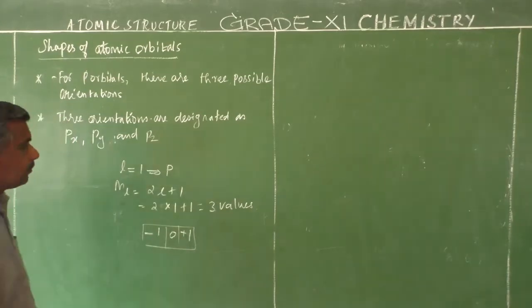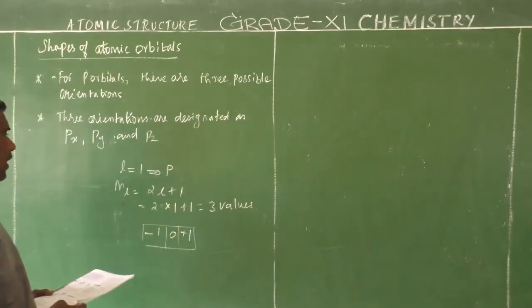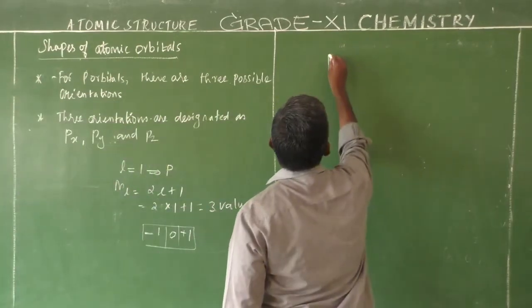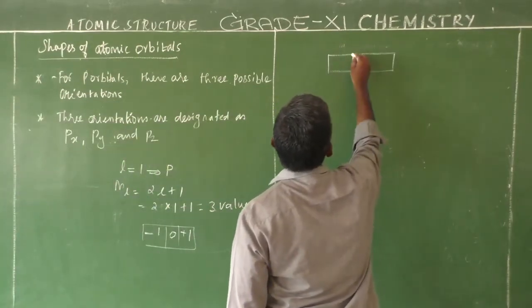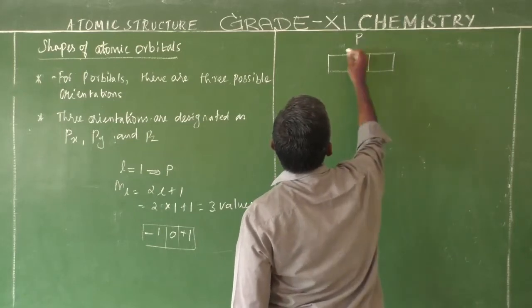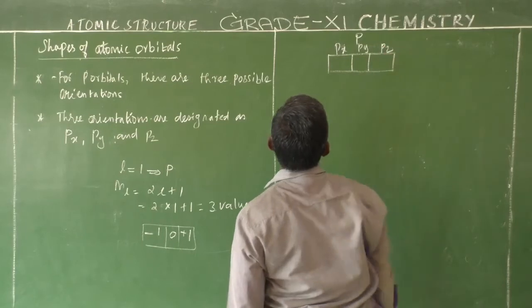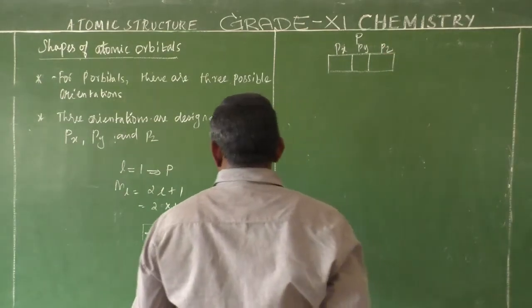Here, minus 1, 0 and plus 1 correspond to the p orbitals: px, py, pz.